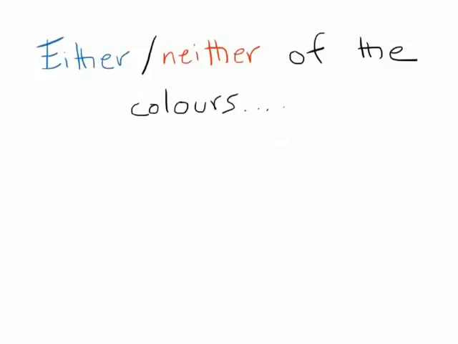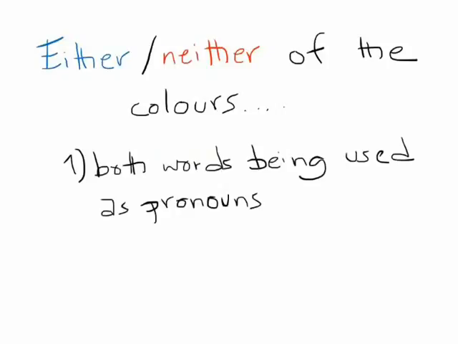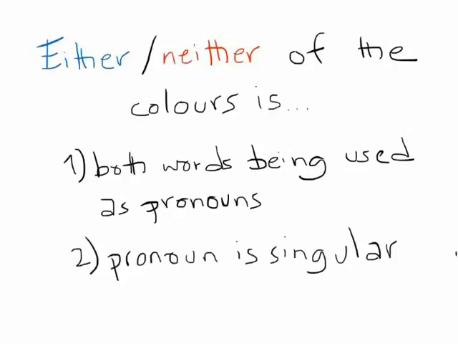There are two things to note here. Both words are being used as pronouns, because instead of saying both red and blue are fine by me, we are using either. Secondly, the pronoun is singular, but this is formal grammar. In spoken English, it doesn't really matter whether you say neither is or neither are. Both are acceptable.